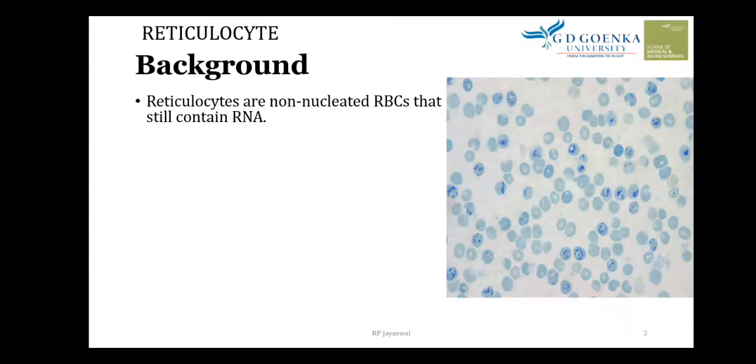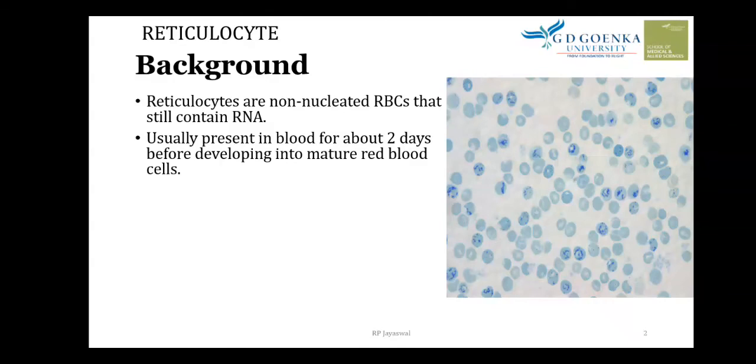If you want to discriminate the mature RBC and reticulocytes, the cluster of dark blue color which appears in the cytoplasm, that is the RNA. So RNA containing cells are the reticulocytes, and the cells without RNA are red blood cells. So in red blood cells there is no bluish color. Reticulocytes are usually present in blood for about 2 days before developing into mature red blood cells.